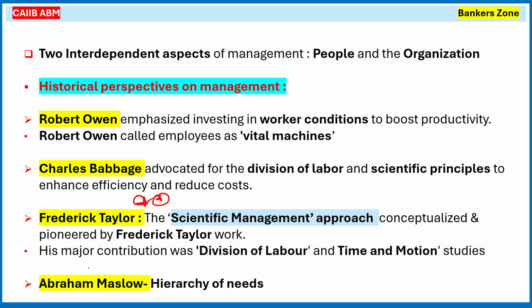Next is Abraham Maslow. Abraham Maslow gave the need hierarchy theory, also called Abraham Maslow's hierarchy of needs. They have given 5 needs. We will see that in detail. However, at this point of time, you only remember that Abraham Maslow has given the hierarchy of needs.